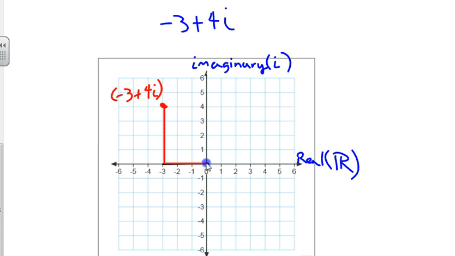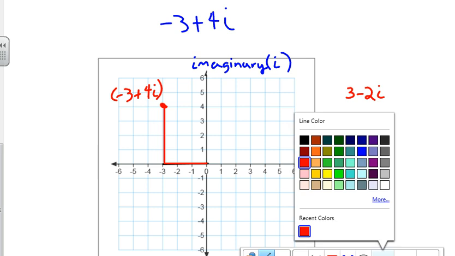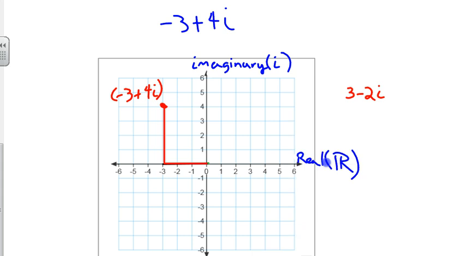Suppose I wanted to graph just 3 minus 2i. Again, what that would tell me to do is I'm going to go along the real axis 3 units. Let's try this again. So from the origin, go 3 units to the right and down 2 units on the imaginary axis. And this point right here is the point 3 minus 2i. Okay?